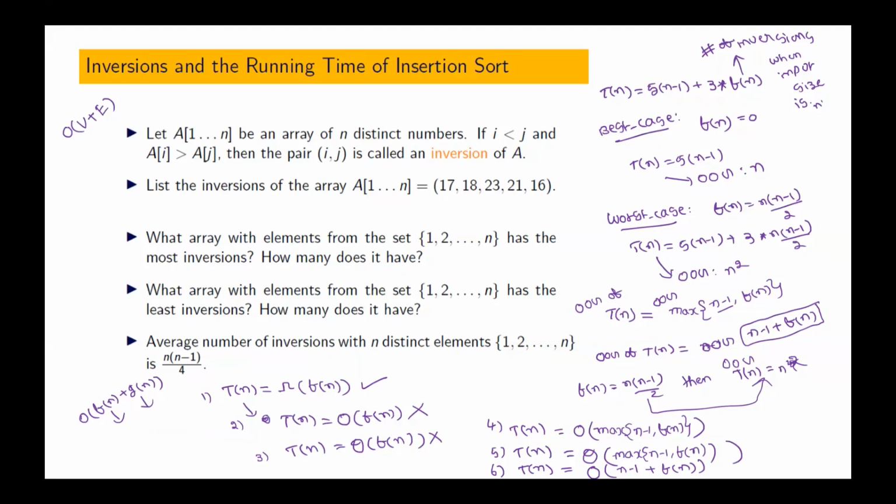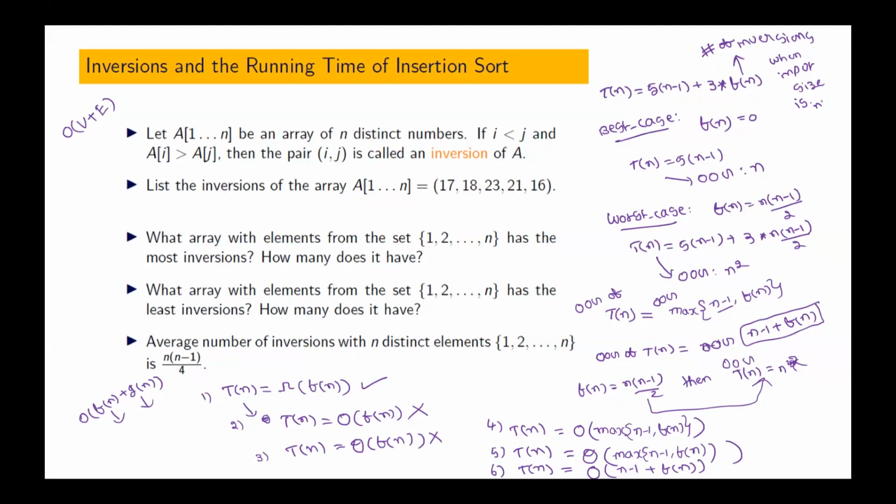Inversions and the running time of insertion sort is one perspective of analysis, or else the complexity will remain the same, right? The complexity remains the same. The inversions decide whether it goes into the best case or the worst case.